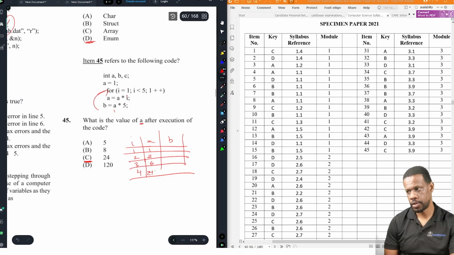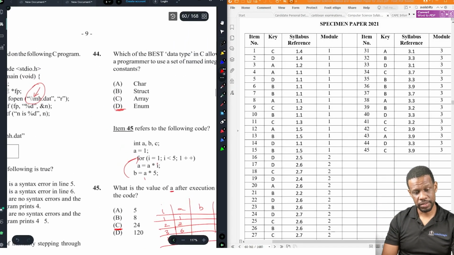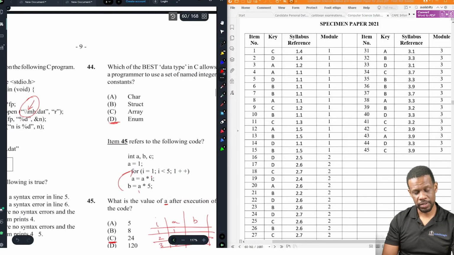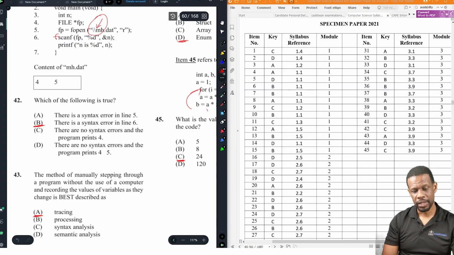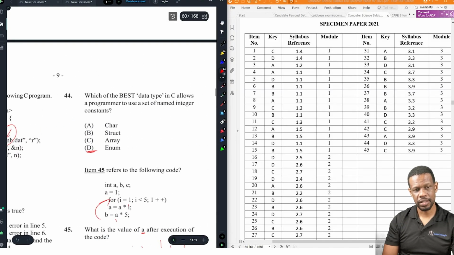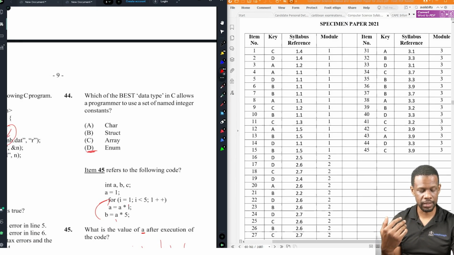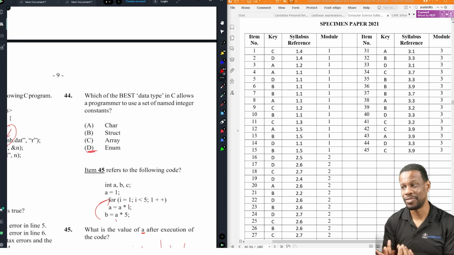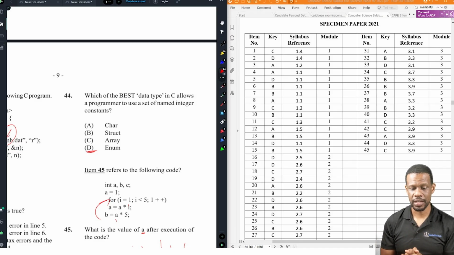45 is C, that's 24. Alright, that's correct. So the thing we learned is that they want you to know enum. I don't think that was in a previous paper. Never saw that before. But they don't even mention it in the syllabus. In the syllabus they just have C programming. They don't tell you how much C programming they actually have to know. The only way teachers know the C programming is by getting past papers and seeing what they ask.